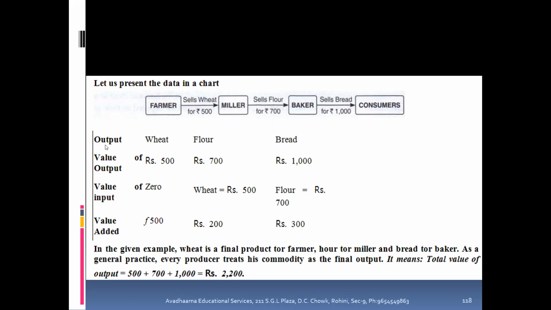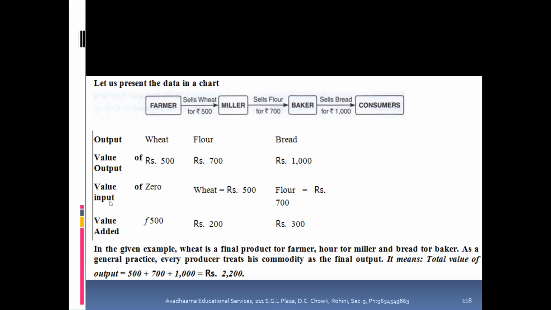Now you can see the output: in the case of the farmer it is wheat, in the case of the miller it is flour, because the miller is going to purchase wheat from the farmer, convert it into flour, the final output, and then sell it to the baker. And the baker's final output is bread. The value of this final output, wheat for the farmer, is 500. For the miller, the value of the final output of flour is 700. And for the baker, the value of the final output, that is bread, is rupees 1000.